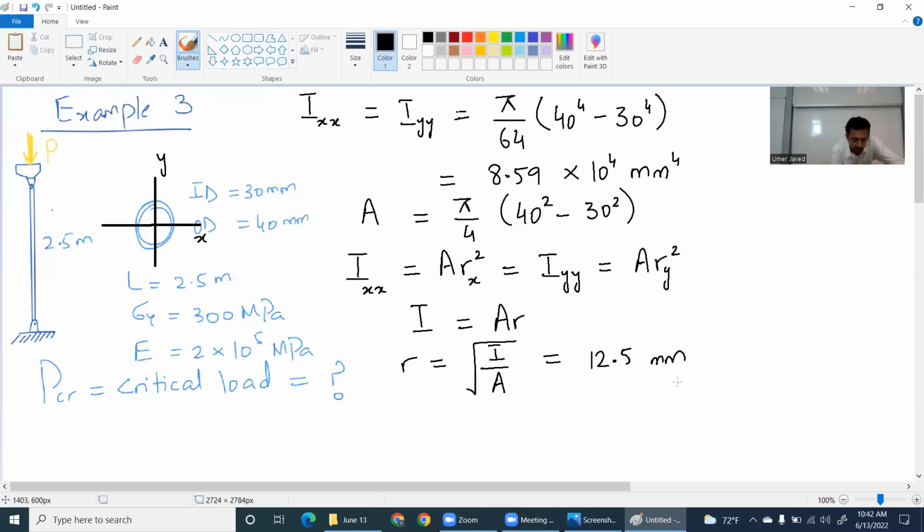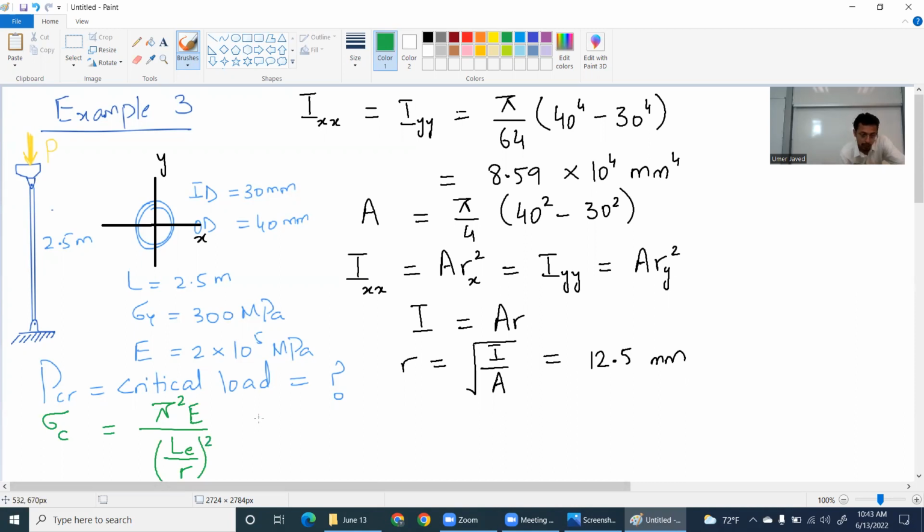But anyways, now the next question is, what is the critical load? Before you do that, you have to make sure whether Euler's formula is applicable or not. So the next piece of the puzzle is you have to find the limiting value. Agreed? So the formula was sigma critical. What was the formula? Sigma critical is equal to pi square E divided by LE over R, right? Everyone agrees?